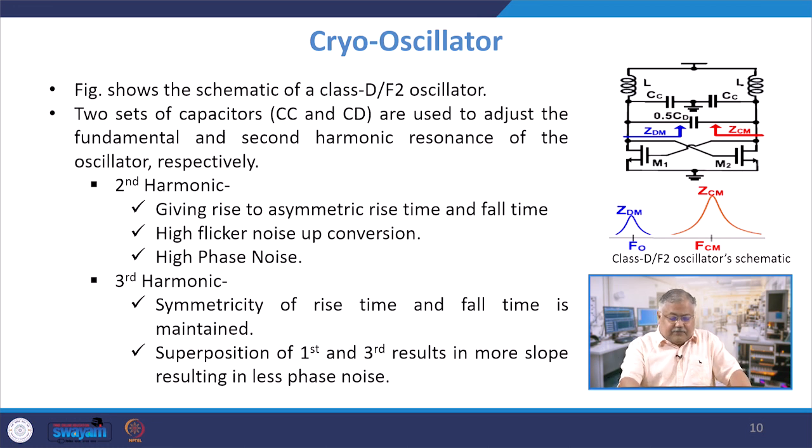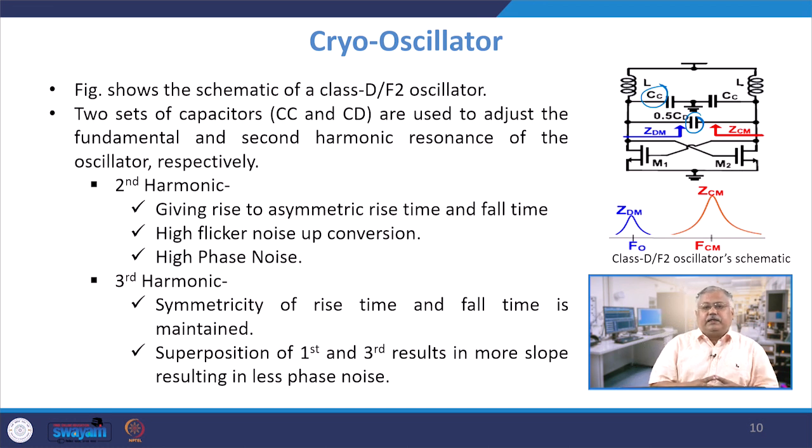Now, this is what I was discussing. You have two sets of capacitors here. One is CC and another is CD, and they are primarily used to adjust the fundamental and second harmonic. What does second harmonic mean? The fundamental is where your oscillator frequency peaks at a particular frequency, but you can't help but generate second harmonics, which will be to the left and right of the fundamental. This gives rise to asymmetric rise time and fall time, and therefore high flicker noise and high phase noise come into the picture.